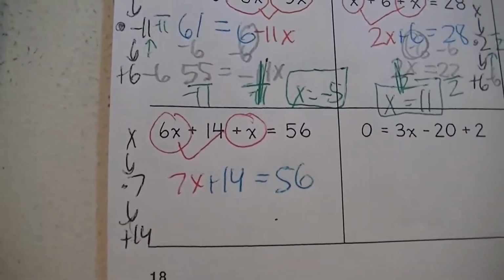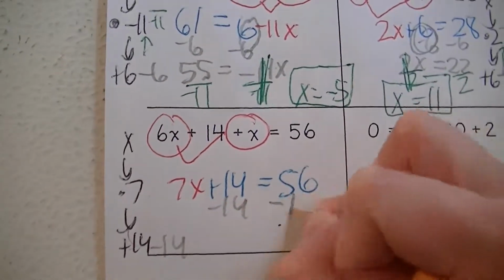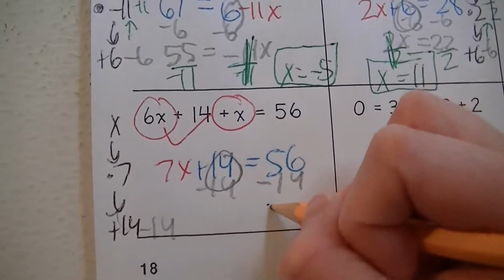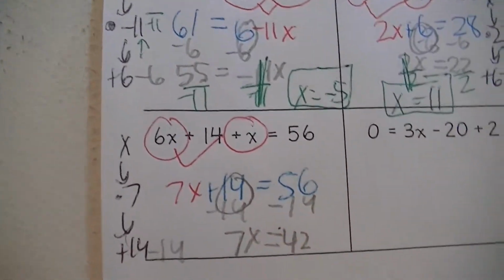Inverse operation of adding 14 is to subtract 14. Do that to both sides of that equal sign. 14 take away 14 is 0. 56 take away 14 is 42. Bring down your equal sign, bring down your 7x. Now go on back up.